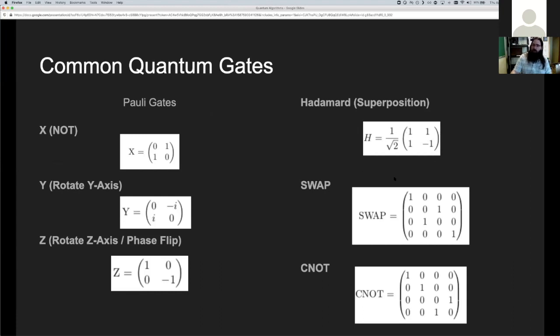And then a couple of examples of multi-qubit gates are the swap gate, which swaps the values of 2 qubits, and then the CNOT, which is considered a controlled NOT. So on one qubit you have what's known as the target, then on the other you have the control.